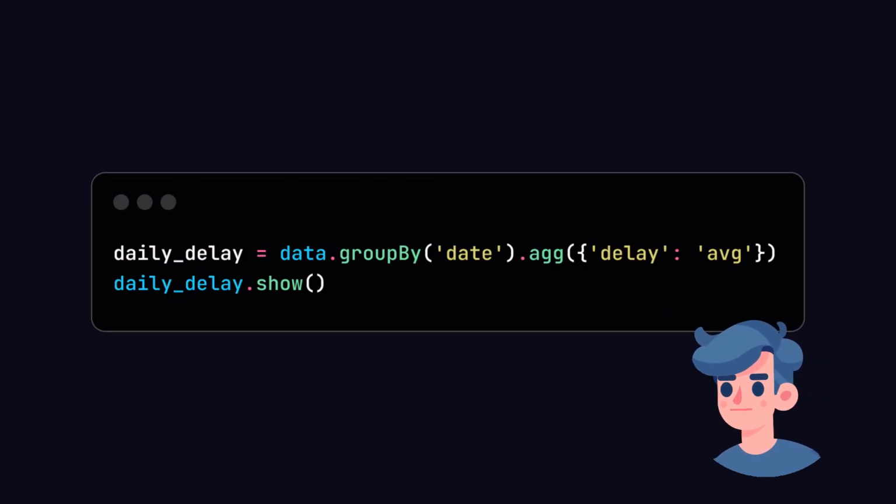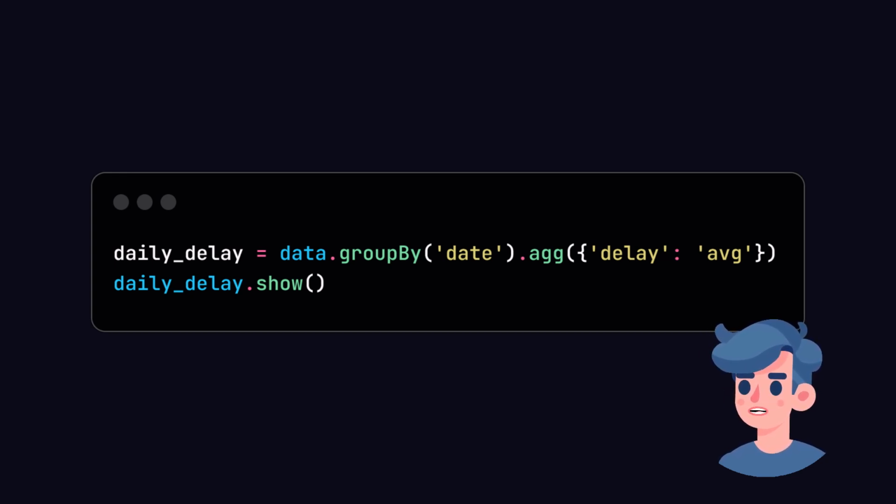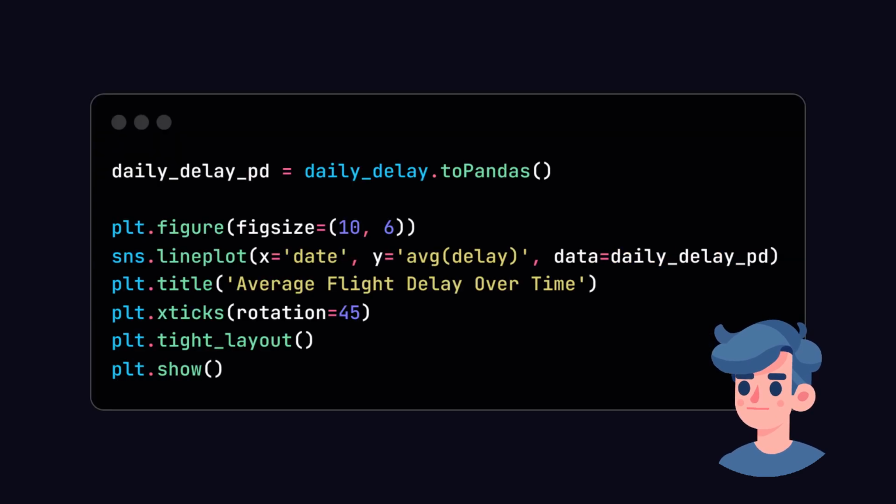Another crucial aspect of data analysis is to identify trends or patterns over time. Let's group our data by date and calculate the average delay each day. This will help us understand if there are specific days when flights tend to be delayed more. We can again visualize this aggregated data in a similar manner to our previous example. Let's convert it to a pandas data frame and plot the results.